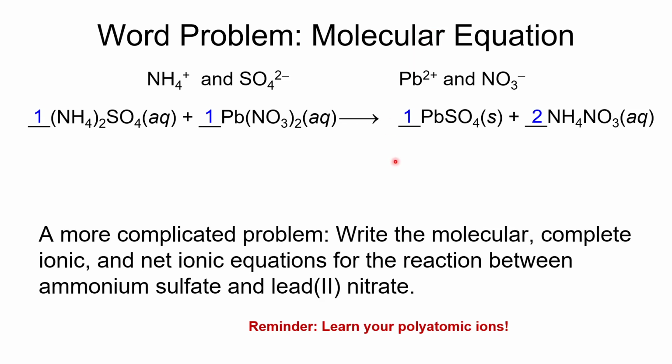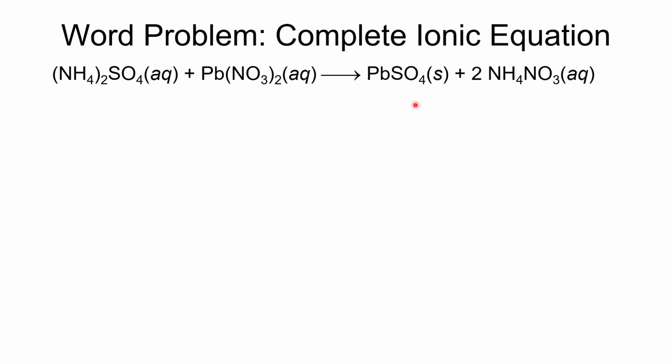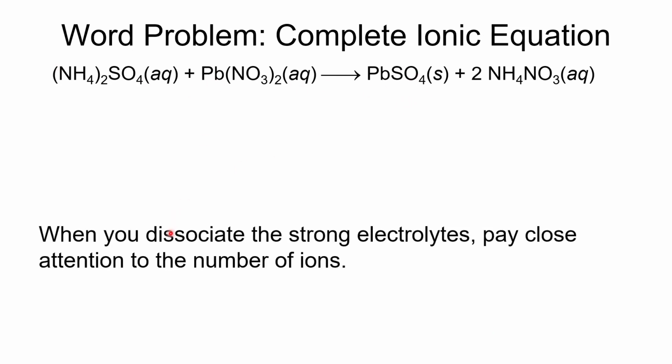So next, from our molecular equation, we're going to go on to the complete ionic equation. So here is our molecular equation. When you dissociate any strong electrolytes, pay attention to the number of ions that are present. And this can get a little bit tricky. So here, we'll dissociate anything that is a soluble ionic compound, and that's going to include all of these ionic compounds that are (aq). So this is a strong electrolyte, as is lead nitrate. Lead sulfate is not, because it's a solid. And then the 2 ammonium nitrates, that is also a strong electrolyte.